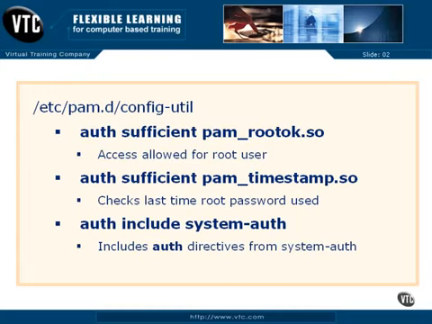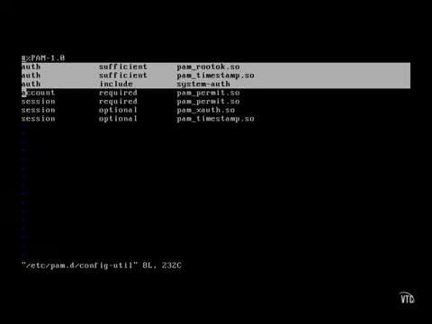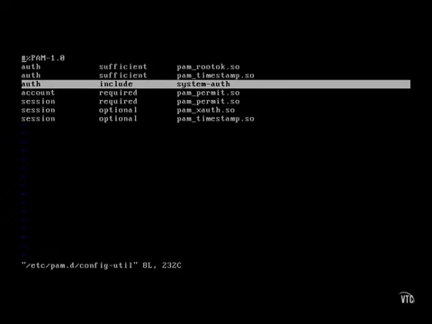The next auth directive checks the timestamp of the last authentication. In other words, the last time the root password was given for this command. As I suggested in another video, as long as it's within 5 minutes, the sufficient directive means that access is allowed and the rest of the file is ignored. The third auth directive is another include directive. In other words, we have to look at the auth directives from the system auth file. Okay, let's take a look at these directives.